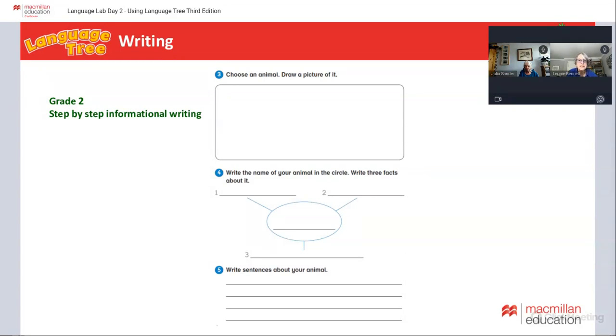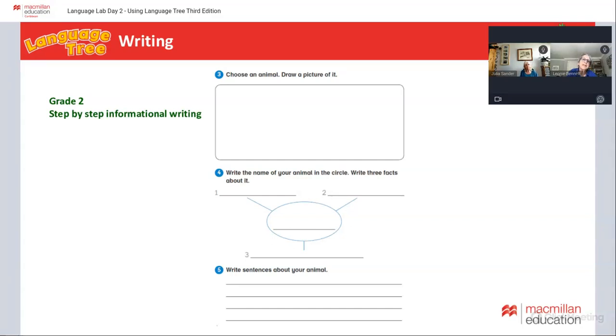And the writing process, which is getting ideas, planning, drafting, revising, editing, that's the scaffolding on which all of Language Tree writing tasks are built. And here we can see a simplified version of it at grade 1. So having read and discussed animal facts on the previous page, students are taken through the steps leading up to writing their own information text.